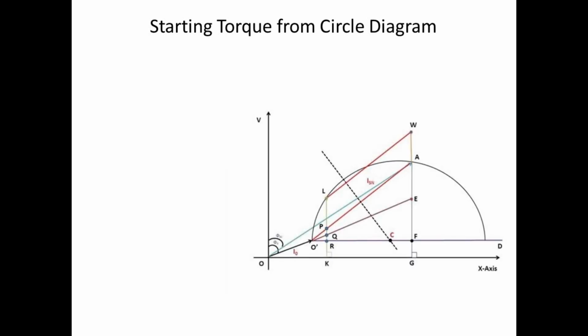And we can find the starting torque of an induction motor from the circle diagram. We know that this line corresponds to the blocked rotor test, where the slip is 1, meaning N_R is 0. The motor is under starting condition. So we can find the starting torque by measuring this AE. This AE corresponds to the starting torque. So we can find the starting torque by AE into power scale divided by 2 pi Ns by 60.